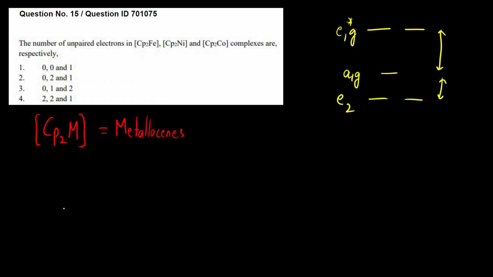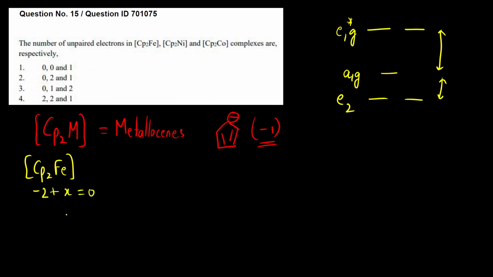So first we will find out for Cp2Fe. And always remember Cp is what? Cp is this, cyclopentadienyl anion. So the charge of this is minus 1. So the first one is Cp2Fe. Oxidation state of Fe will be: this is minus 1 into 2, minus 2 plus x is equal to 0. x will be plus 2. So it is Fe plus 2. How many electrons? It will be 6 electrons.